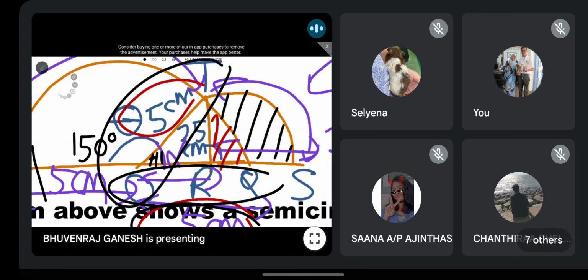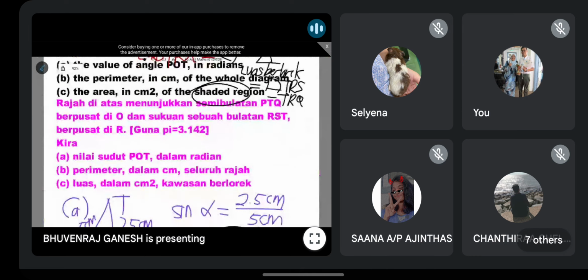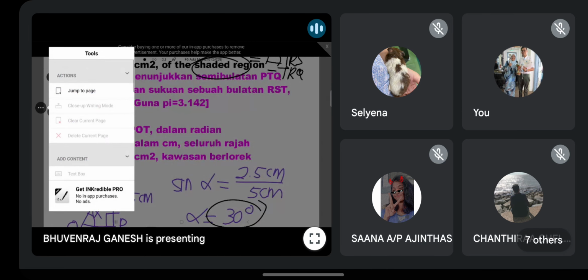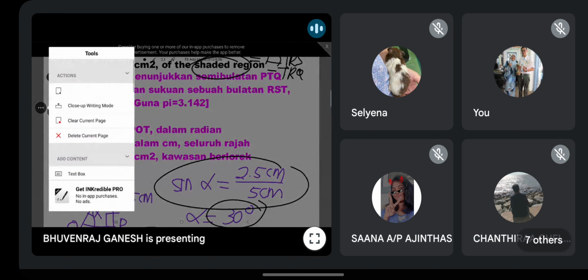Okay, kita dah cari bahagian A berdasarkan trigo. Okay, so understand guys, why you get 30 degrees? Okay, this one you must know berdasarkan trigonometry. This one over here, you will get 30 degrees. Okay, because it's a right angle triangle, segitiga sudut tegak.